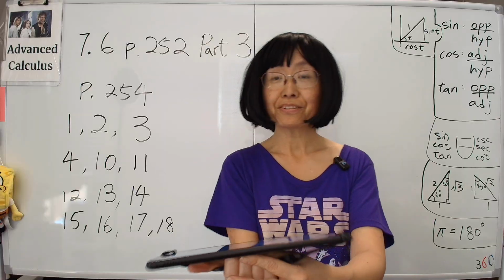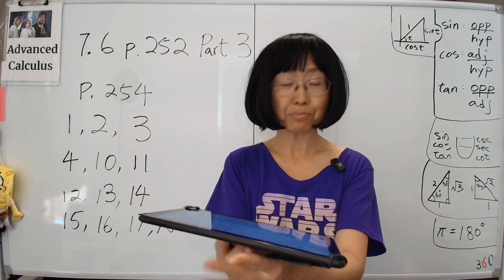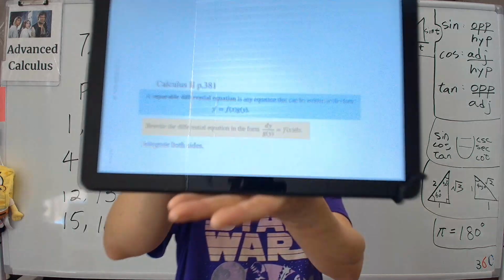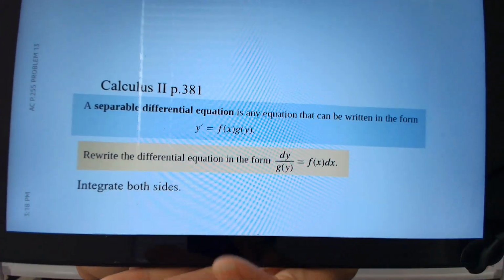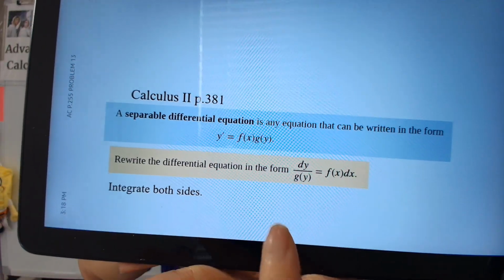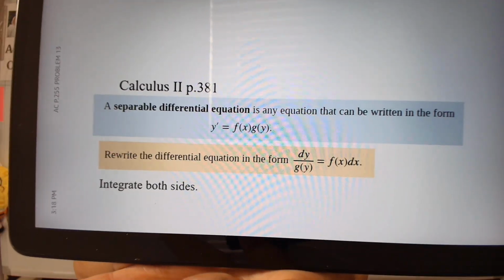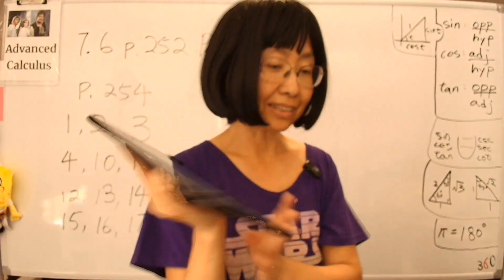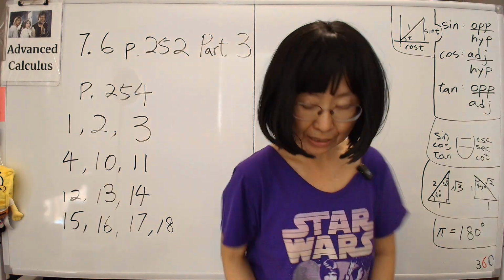I see that I forgot to show you, for problems 13 and 14, how to do the separable differential equation on Calculus 2, page 381. I have a screenshot here where it says, to solve this equation, you do this, and then integrate both sides, and everything will come out very nicely. And that's that. So next, let's look at problem 15.